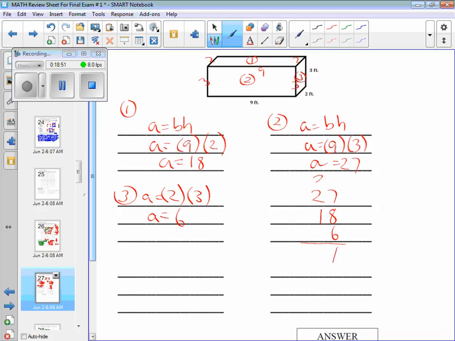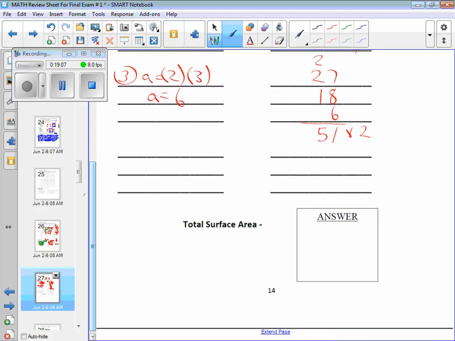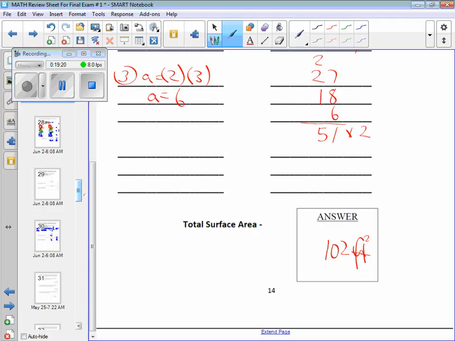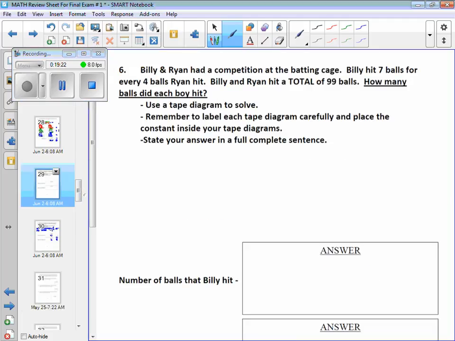21. 2 plus 2 plus 1. 5. Am I done? No, I got to multiply by 2 because they have matching and congruent sides. You get 102. Do not forget your units. Feet squared. All right.